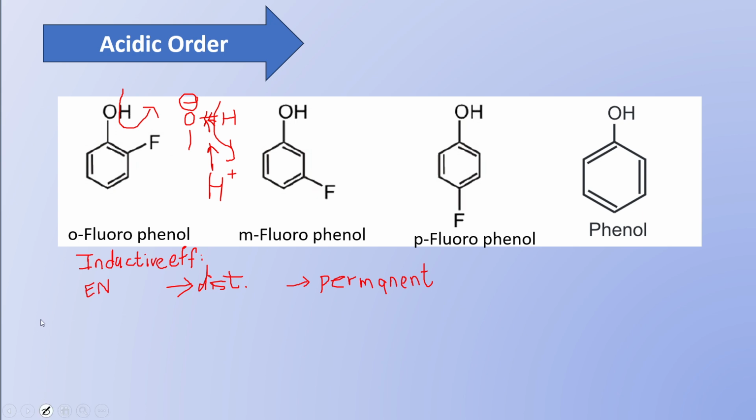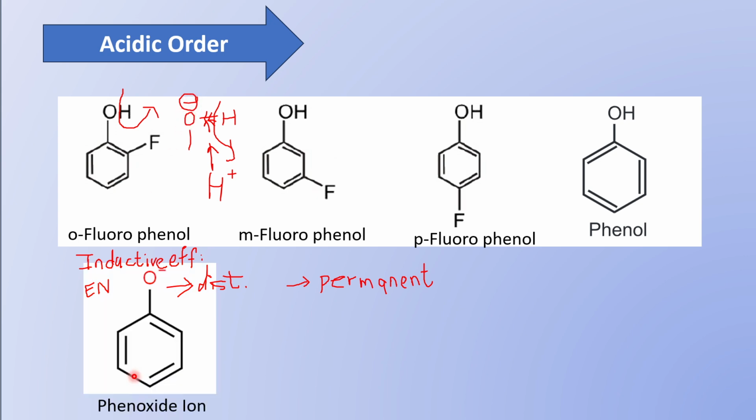I'm sorry, oxygen atom. Okay. Now this has the electron density. So what is going to happen now? Now, when there's electron density over here, so this particular molecule with oxygen having electron density and it is being attached to a benzene ring, it is called a phenoxide ion. Okay. Now, what is going to happen over here?